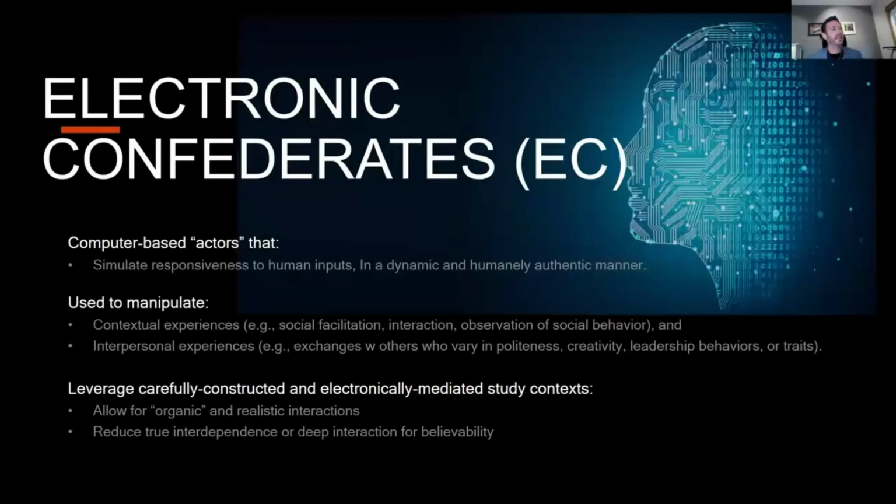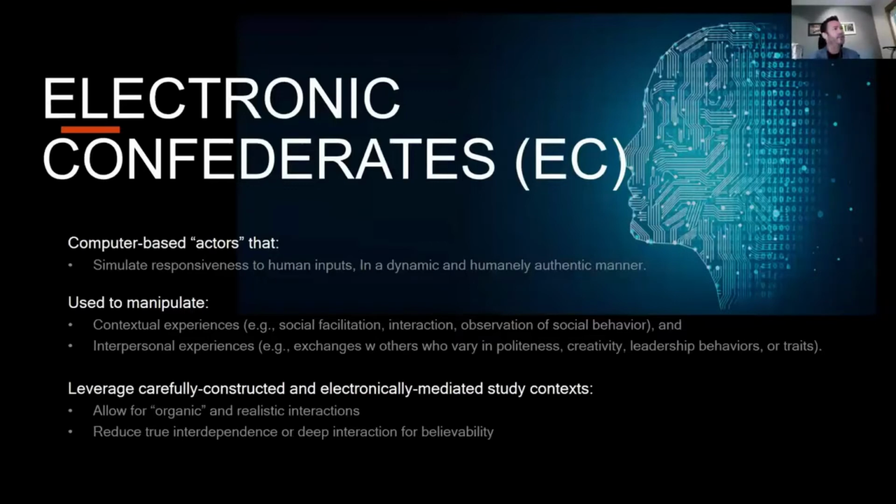So enter the idea of electronic Confederates. What we're calling electronic Confederates at this point, sort of loosely defined, are computer-based actors that simulate responsiveness to human inputs. And that simulate piece is going to be important here in a minute. They may not be as fully reactive as artificial intelligence might be, but they appear to be responsive to human inputs, and they behave in a dynamic and humanely authentic manner. So they present as if real people.